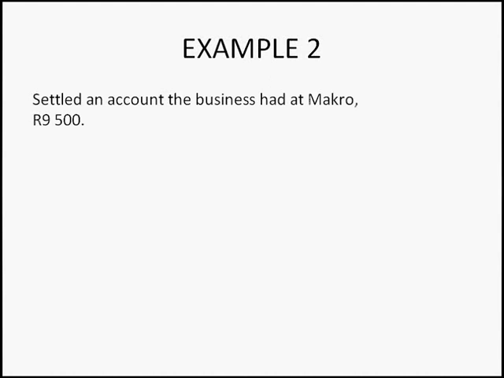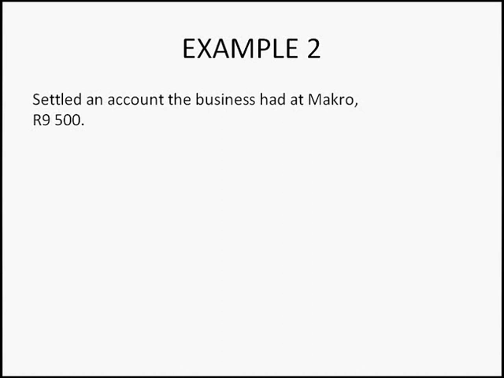Example 2. The transaction is as follows. Settled an account the business had at Macro, 9,500 rand. Okay, so when we settle an account that we had at a certain place, it means that the business owed money to that place, which means that that place was a creditor to the business, and we're now paying the account. So what two accounts then do you think would be involved there?